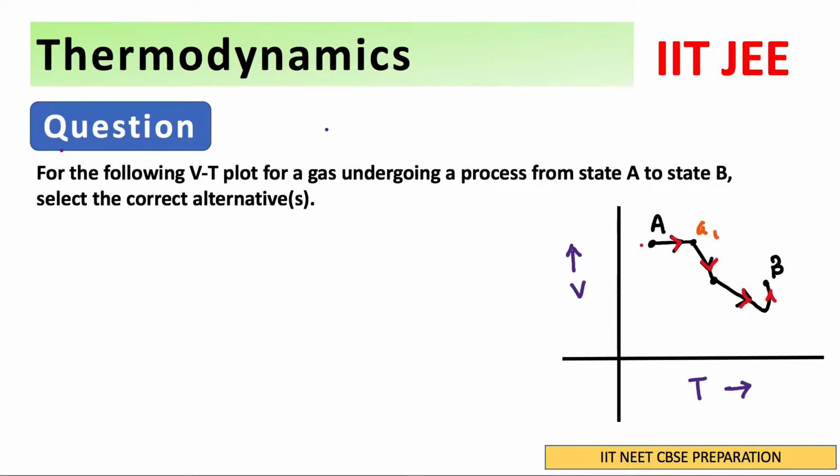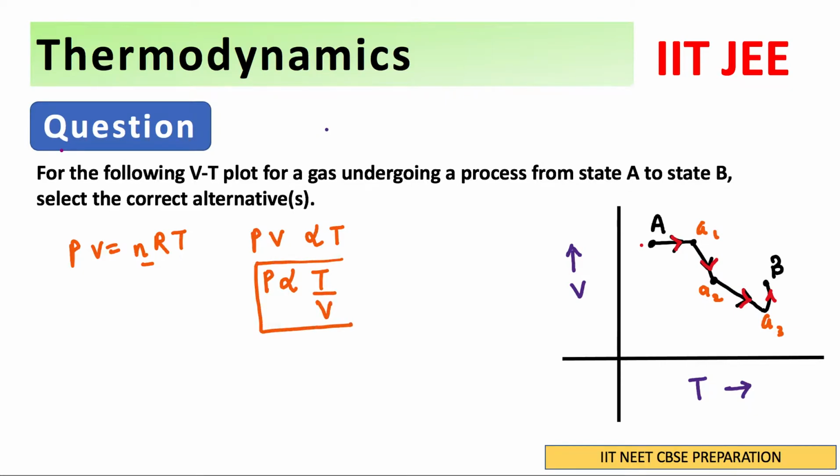So we have A1, this point is A2, this point is A3. So we know that PV is equal to nRT. Here the number of moles is constant, so we can say that PV is directly proportional to T, or we can say P is directly proportional to T by V. Using this, you will be able to figure out, in each interval, what is the effect on pressure because of this volume and temperature change.